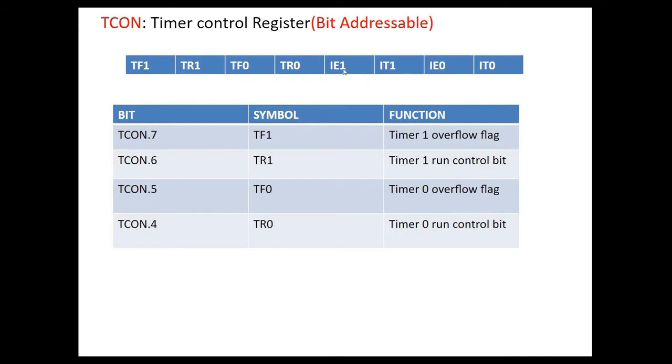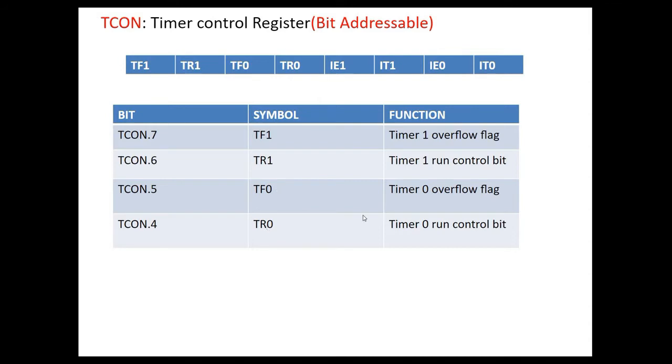Lower 4 bits are reserved for the interrupt, and the higher 4 bits are reserved to turn the timer on and off. So here TR0 and TF0 are reserved for timer 0, and TR1 and TF1 are reserved for timer 1.